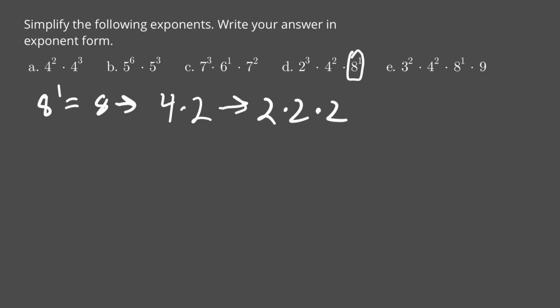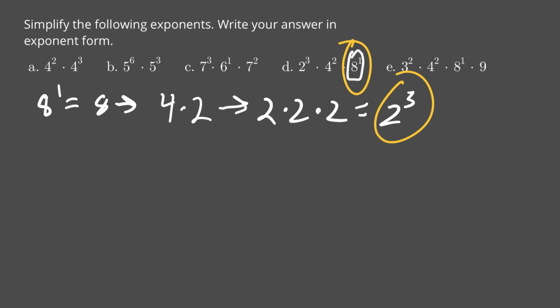Now we know that 2 times 2 times 2 is the same thing as 2 to power 3 in exponent form. So you may see already how it's very useful to rewrite some numbers in different bases with exponents because that'll help us simplify further problems. Okay, now let's look at 4 to power 2.